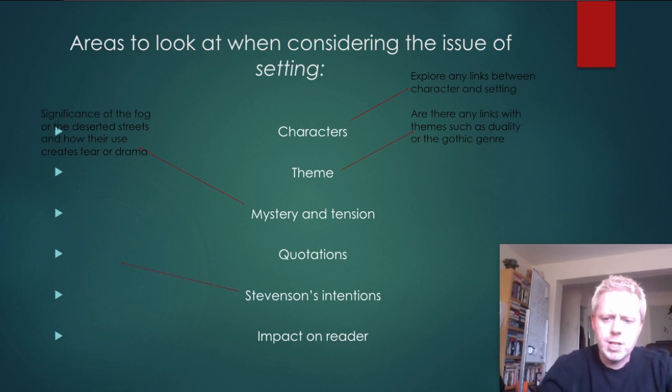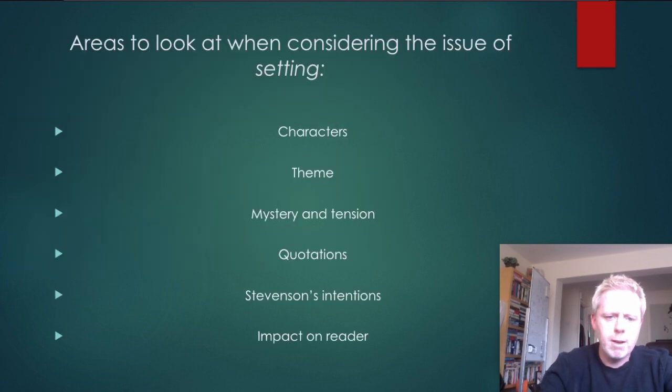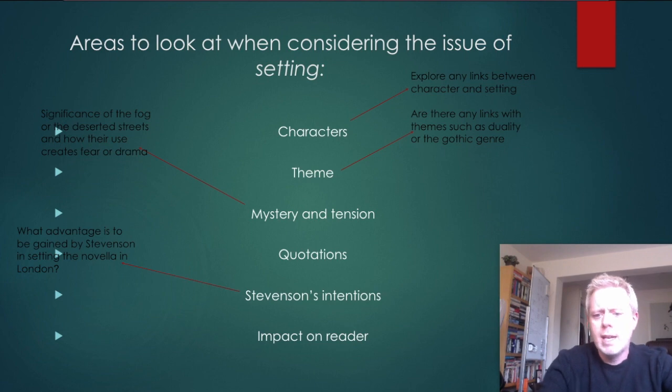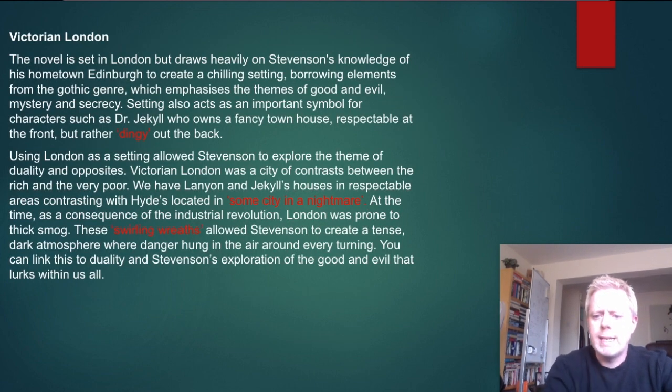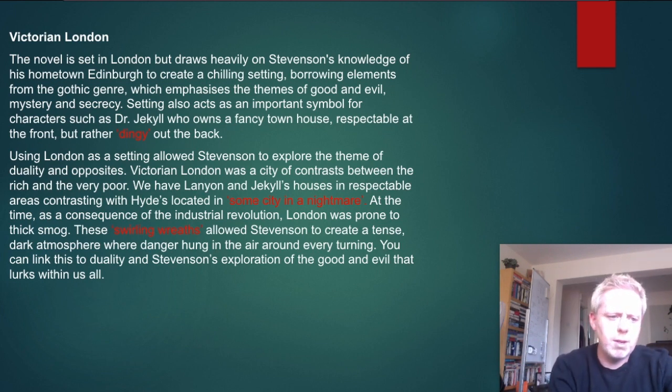Obviously, we'll look at quotations and we'll explore Stevenson's intentions. What advantages are to be gained by Stevenson in setting the novella in London, for example, as I've just said. Okay. The last one there, impact on the reader. I'll go through them all again, do apologise, to give you time to write some down. How does the reader react to the events as they unfold with a specific view on London?